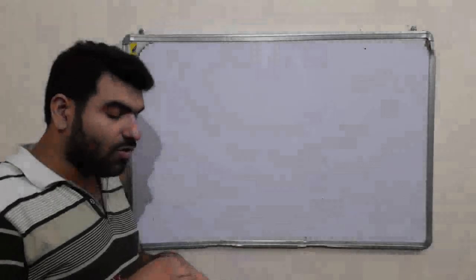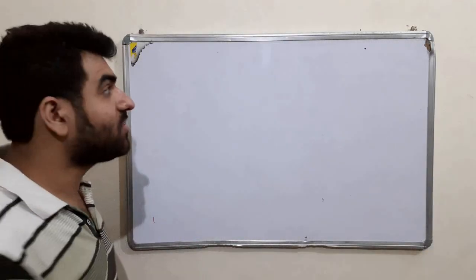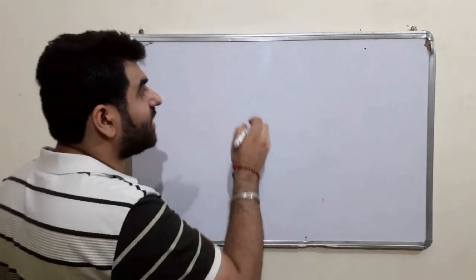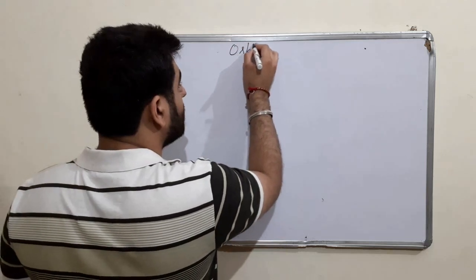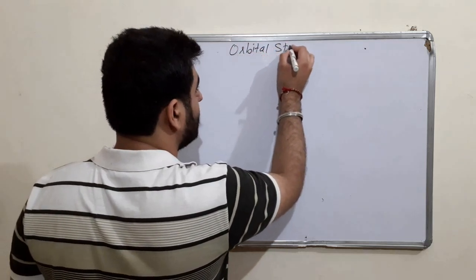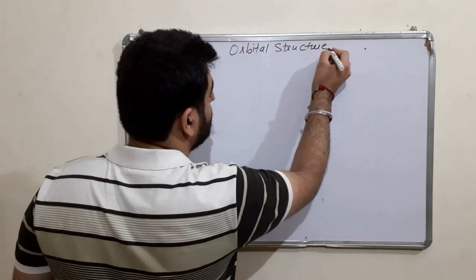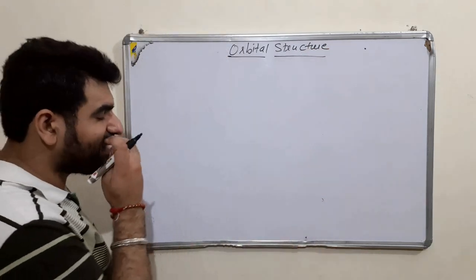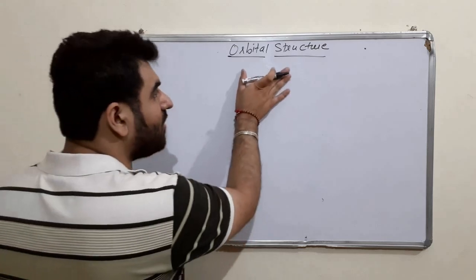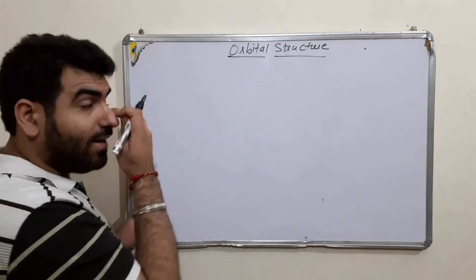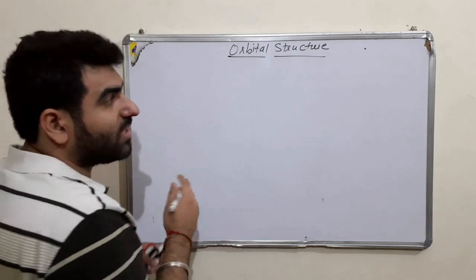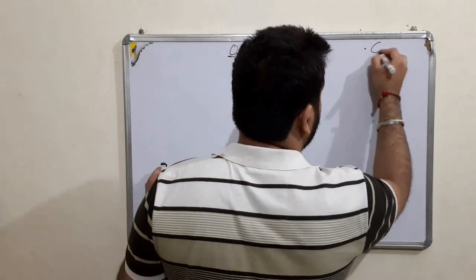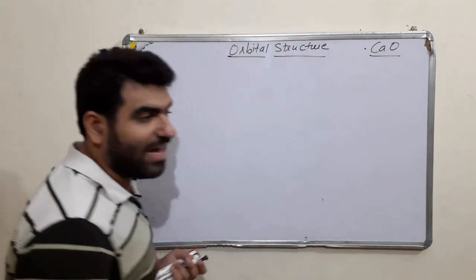Alright students, so we are now going to discuss the next structure, which is the orbital structure. It is a very tedious task to draw the orbital structure, but because it is a part of your syllabus, we are just concentrating on this. In orbital structure, the concept is the same. Let us say we have to draw the orbital structure of calcium oxide.